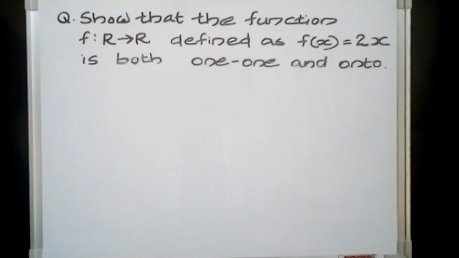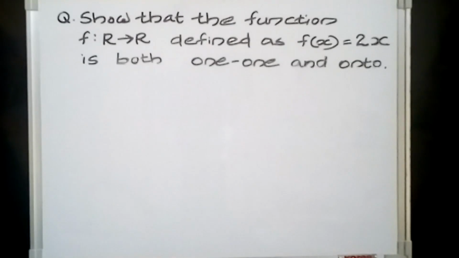In the previous problems, we were proving that the function is either not 1, 1 or not onto. To disprove a statement, it was enough to take a counter example. But now we have to prove this property. So we have to do it theoretically.